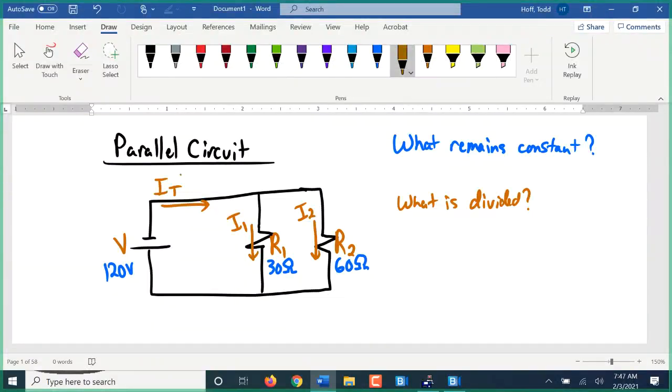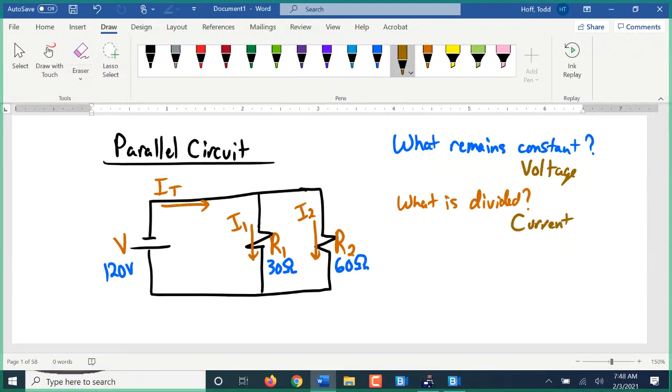We have our total current here, and at this point, part of it goes this way, part of it goes that way. I can't say half because it won't be half. So the current is divided. Voltage must stay constant. Both loads here, assuming we have enough power in our power source, will experience the same voltage.